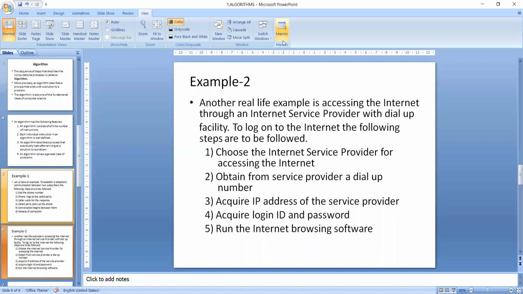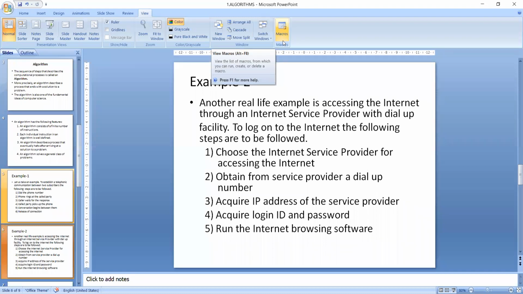Fifth, run the internet browsing software. For example, take Mozilla, Google Chrome or Internet Explorer, whatever browser exists, you just run that internet browsing software. So these are the steps involved in connecting to the internet from your personal computer.